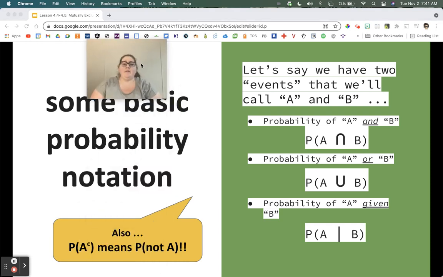Also, it's important to know that if you ever see a little c, like a superscript, that means not. So probability of A with a little c superscript means the probability of not A.